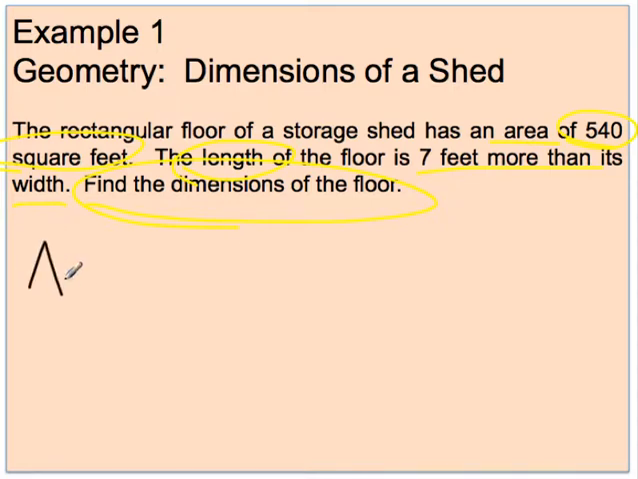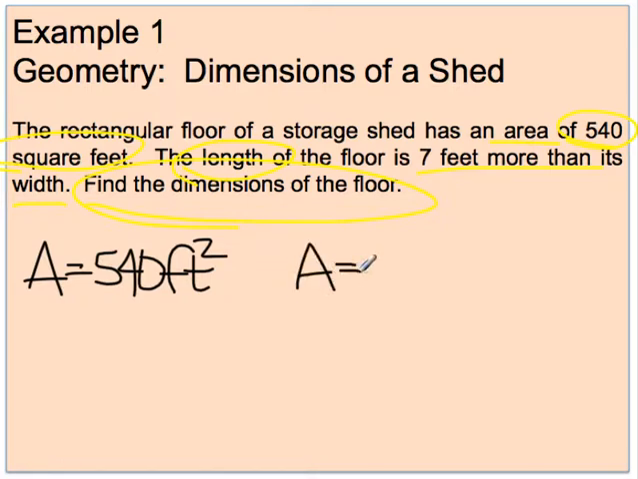So we have an area that is 540 square feet. The formula for area of a rectangle is length times width. And we know that the length is 7 feet more than the width. So these are the things that I gather from the question that I've just read.